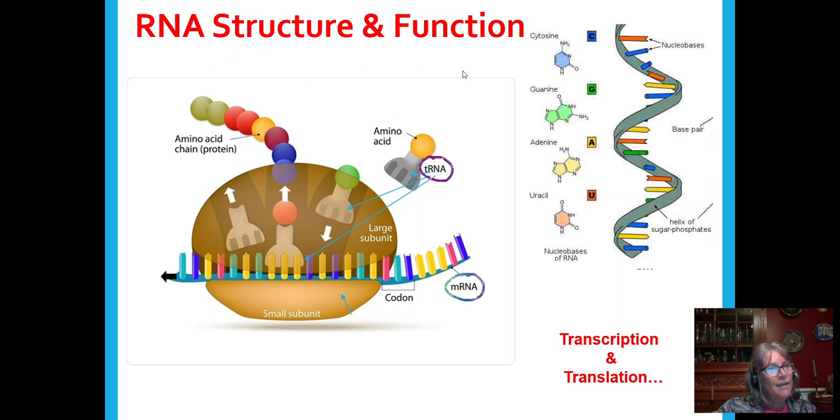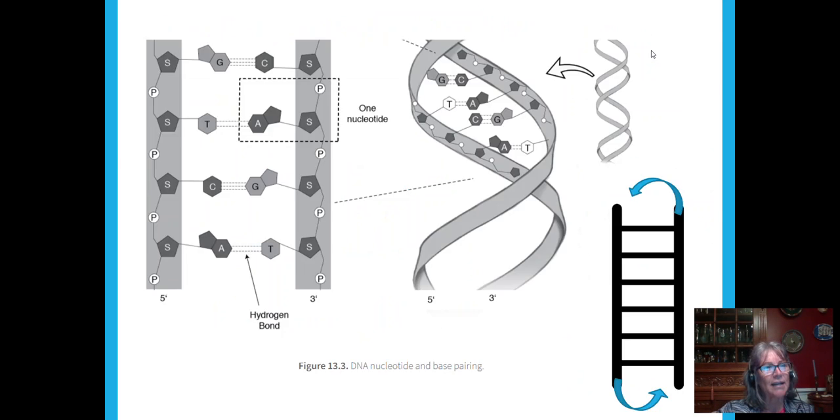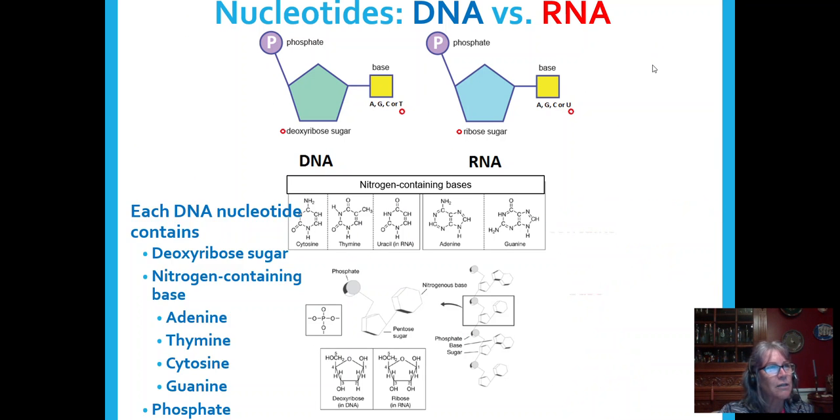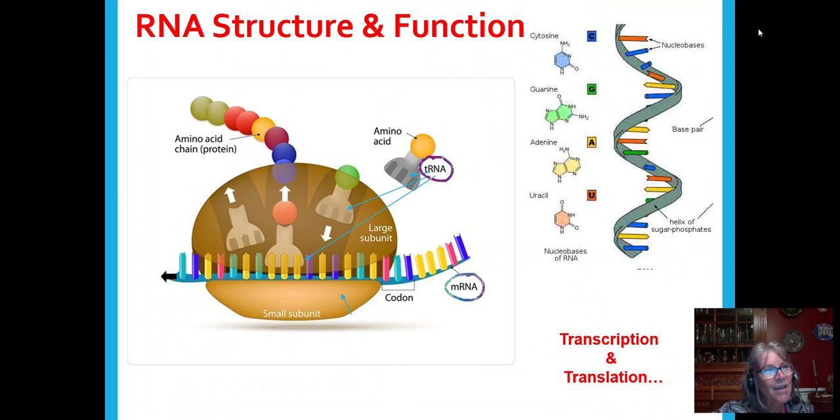My RNA: I have 3 different types of RNA that are going to be involved in transcription and translation. RNA is a single-stranded molecule, so my sugar phosphate is still the backbone, but it's a single sugar phosphate with nitrogenous bases on the sides. So we still get that helix shape, but it's only a single strand that kind of coils. I have cytosine, guanine, adenine, and uracil, no thymine.